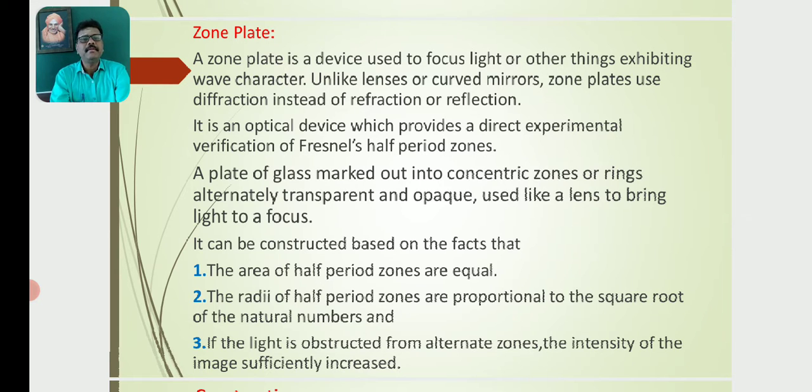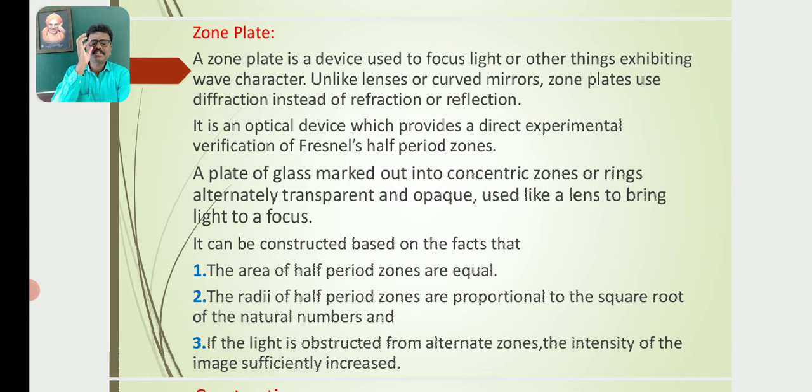It is an optical device which provides a direct experimental verification of Fresnel's half-period zones. A plate of glass marked out into concentric zones or rings, alternately transparent and opaque, used like a lens to bring light to a focus.